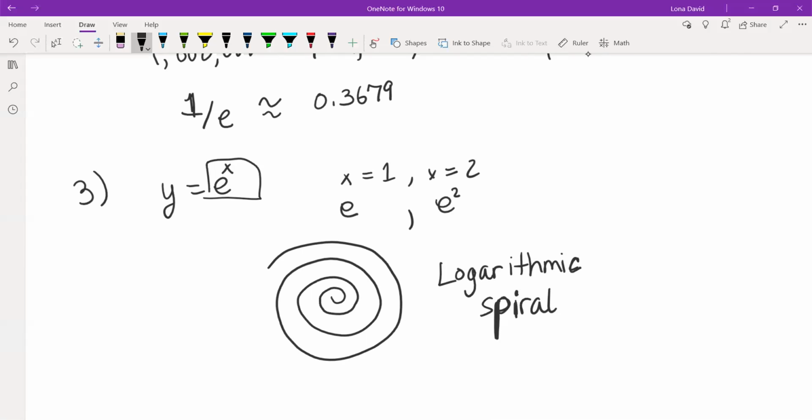So this has just been a quick and brief overview of Euler's number and some places where it shows up. I hope this was interesting for you, and thanks for listening.